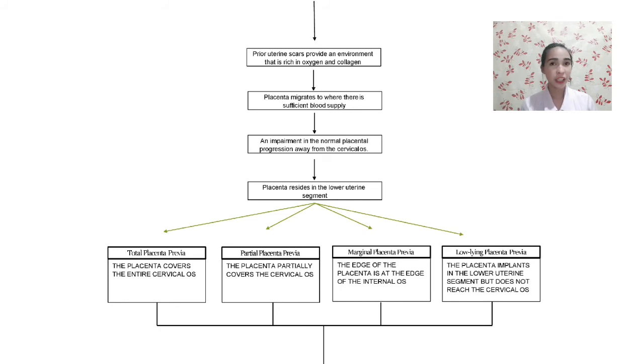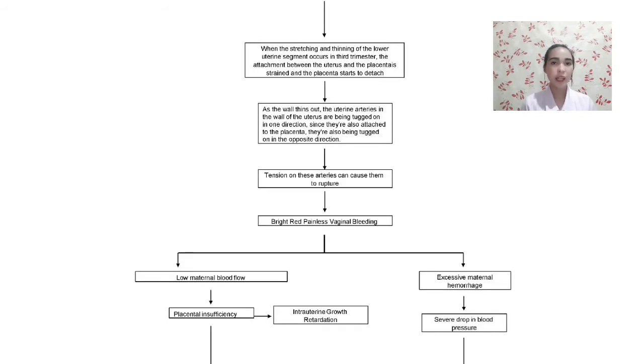So this part here is what I have mentioned in a previous slide. It occurs in 4 degrees: the low-lying, the marginal, the partial, and the complete or total placenta previa. Towards the end of the pregnancy, the wall of the uterus at the cervix thins out to widen the passage for the baby, and normally this is a good thing. But in placenta previa, when the wall of the uterus thins out, the attachment between the uterus and the placenta is strained, and it starts to become weakened and the placenta starts to detach.